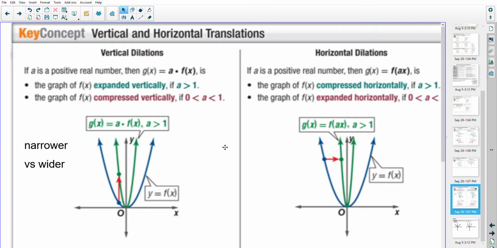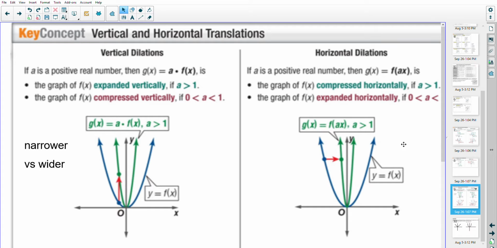Vertical and horizontal dilations. Instead of expanding and compressing, I like to think about whether the graph is getting narrower or wider. In this particular case, where you're multiplying a number a by your f of x, where a is greater than 1, that means your f of x is going to grow faster than the original blue graph. So that means it's going to be a narrower graph. If a was between 0 and 1, it would grow slower, and therefore it'd make it wider.